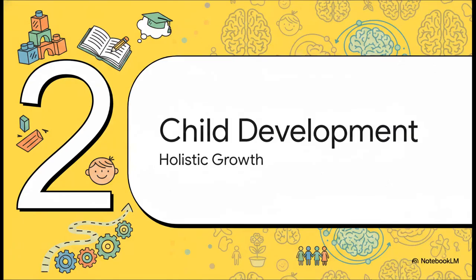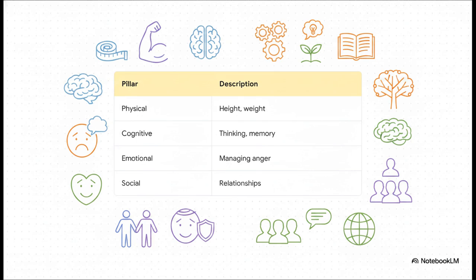Moving right along to Section 2, Child and Adolescent Development, Balya Meryukomarya Abhivritti. And this brilliantly illustrates the concept of holistic development. Think of it like a puzzle with 4 essential pieces. First is physical development, or Sharirika Abhivuddhi. This is growth in height, weight, strength, and brain capacity.